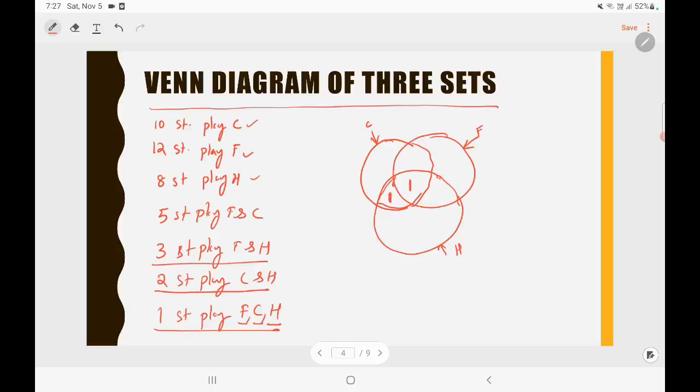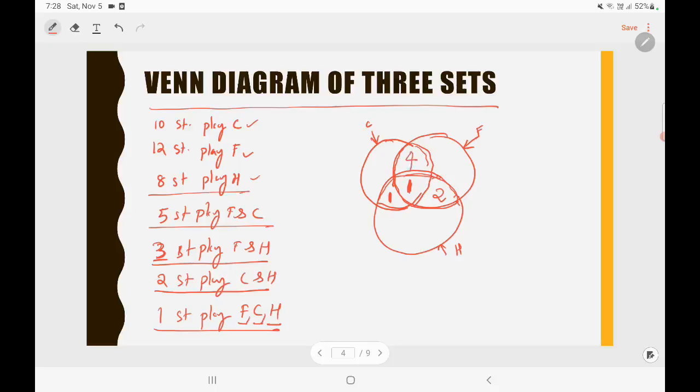Now 3 students play football and hockey. So this area represents the intersection of football and hockey. We have already written 1 here, so 2 will come here because 1 plus 2 is 3. Now 5 students play football and cricket. So this is the intersection of football and cricket. We have already written 1 here, so 4 will come here.